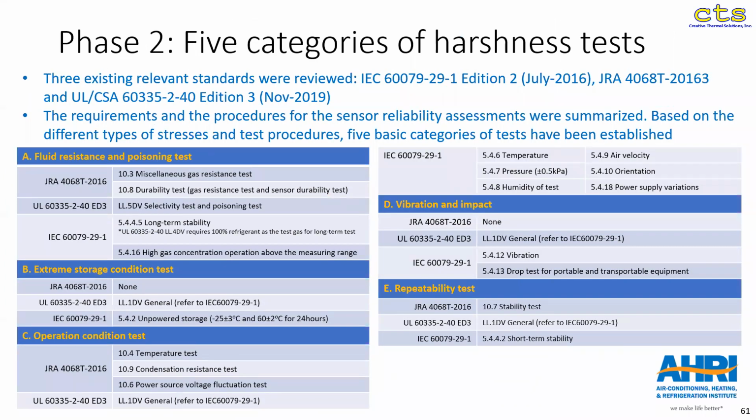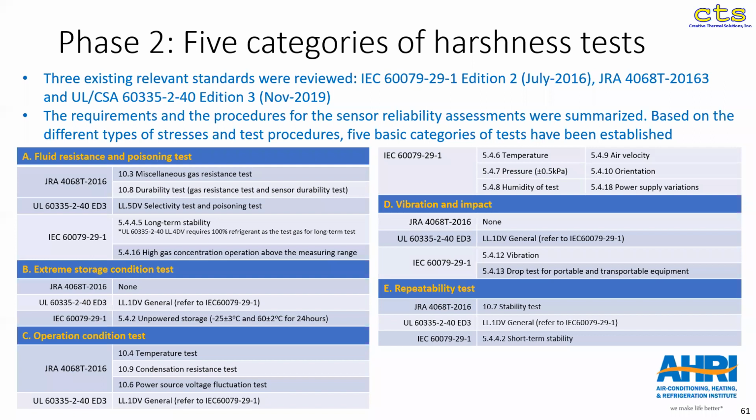Let's look at phase 2. This is concerned with harshness tests and designing a method of test for these harshness and reliability tests. Similar approach here. We first reviewed the relevant industry standards. They are listed up here. Based on that, we compiled again a list of requirements to best capture what the different standards prescribe, and we were able to identify 5 basic categories. The first one is fluid resistance and poisoning tests, basically addressing how the sensors behave when they're exposed to other kinds of fluids, liquids, oils, and so forth.